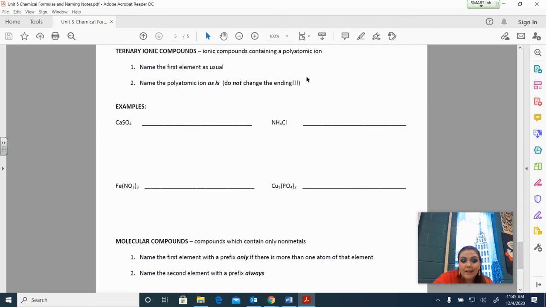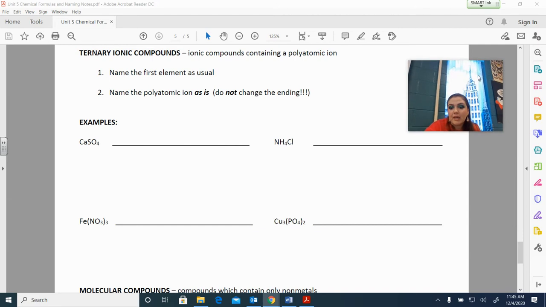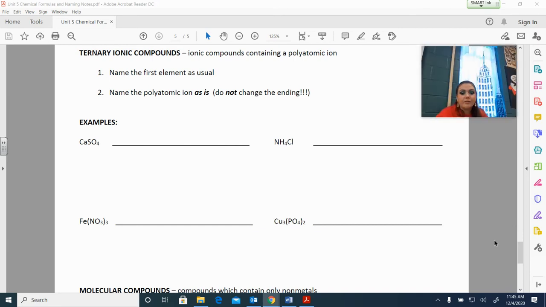Today, it's still ionic. It's still a metal with a nonmetal, or it's still a positive with a negative charge. But this time, 1, 2, 3 elements. Usually 3, there could be more, but at least 3 elements or more. That's how you know the difference between these ones compared to yesterday's. All right, so let's do this.